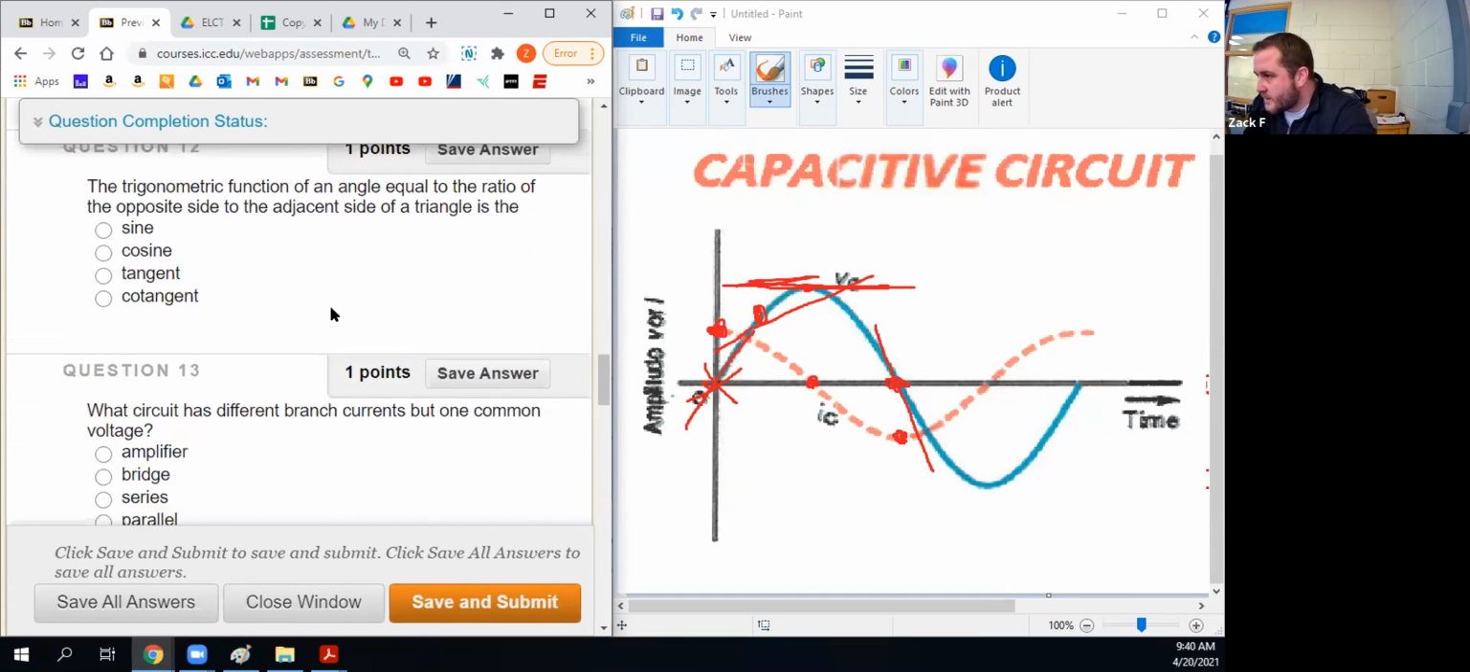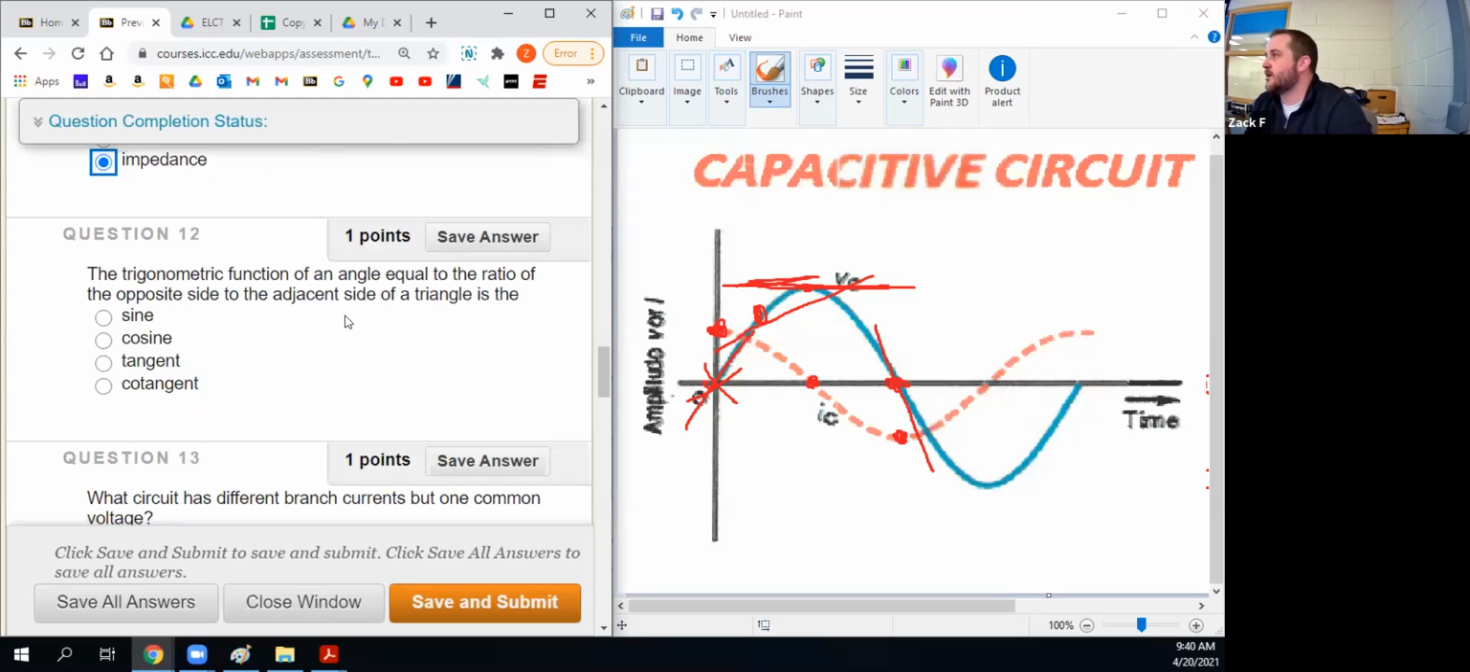The trigonometric function, everybody say that. I love that word. Say that with me on the count of three. Trigonometric, you ready? You say it really loud. This is going on YouTube. Ready? 1, 2, 3. Trigonometric. Lewis is like, hell no, I'm not saying that word.